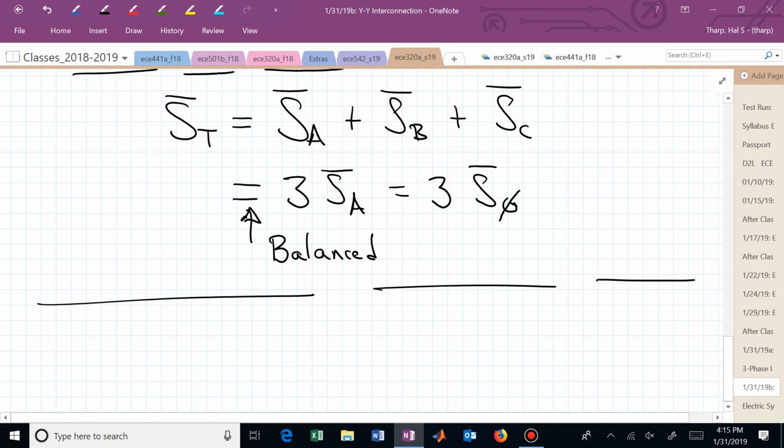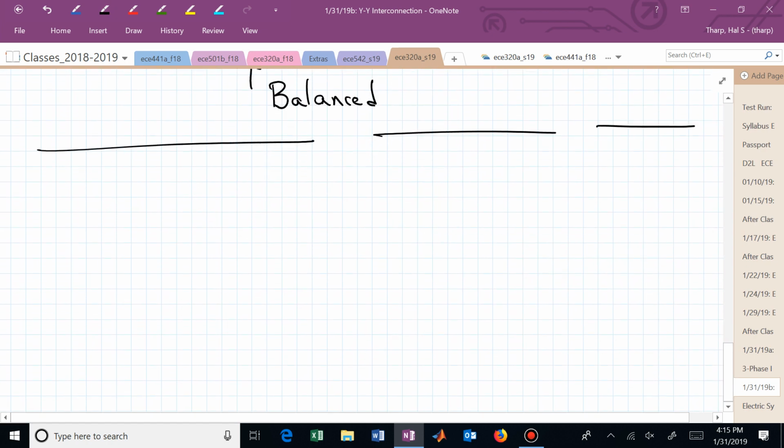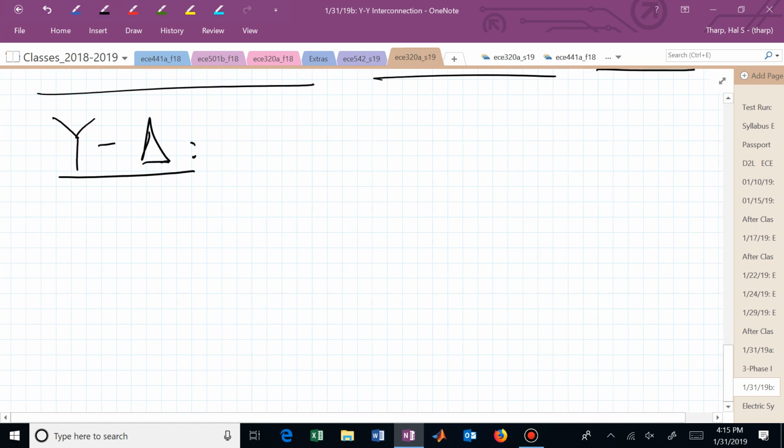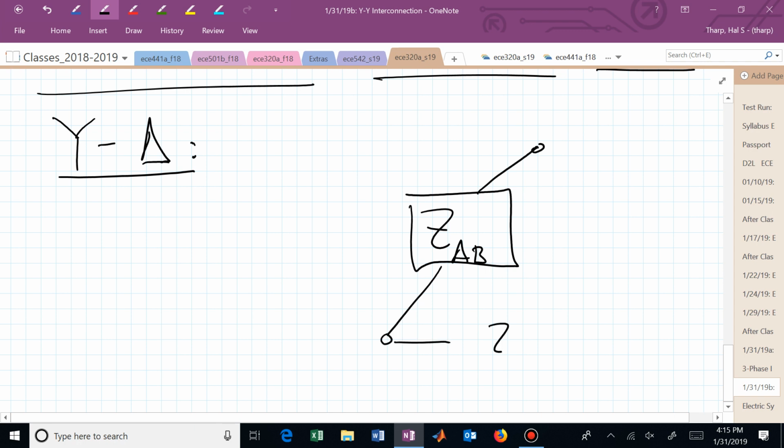So now to make it all mixed up, not intentionally, but hopefully to clarify things, let's look at what happens. Let's say we have a Y delta configuration and somebody wants the formula for the complex power in the load. Here we have, and I could now be more clear and say this is Z sub AB. Here's Z sub BC. And here is Z sub CA.